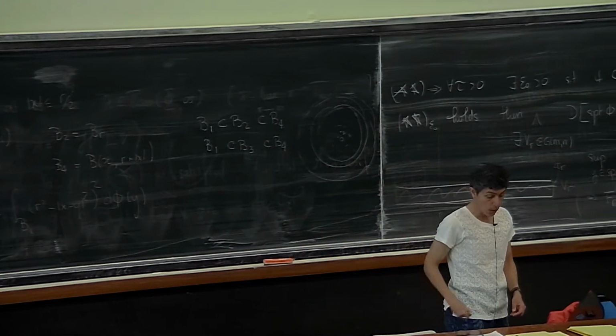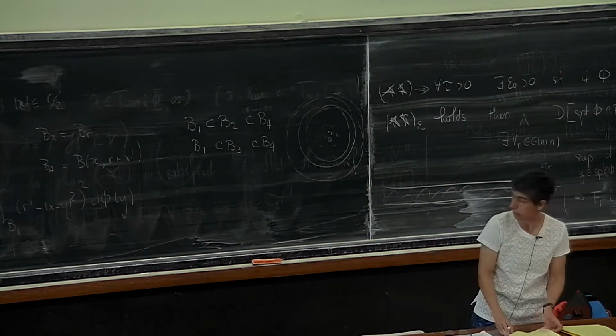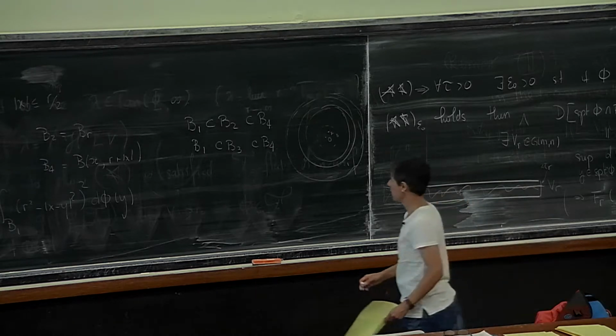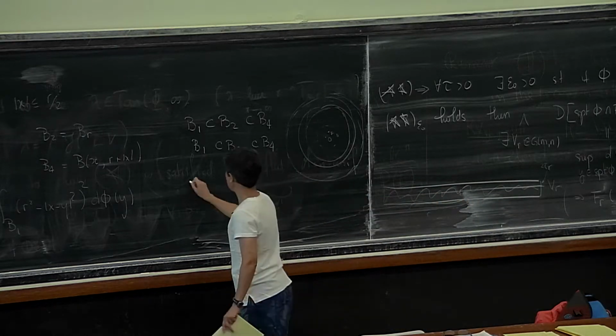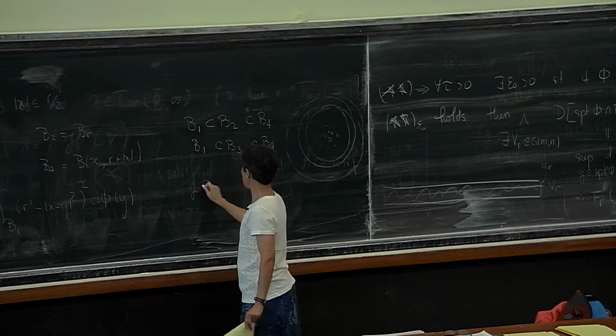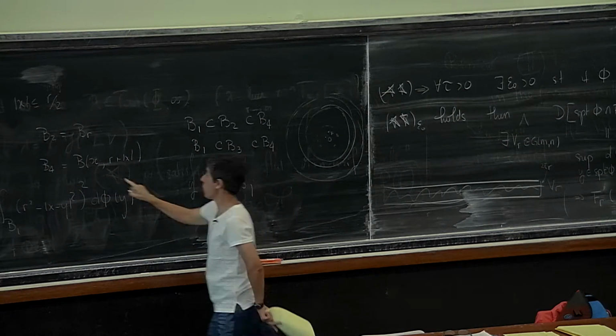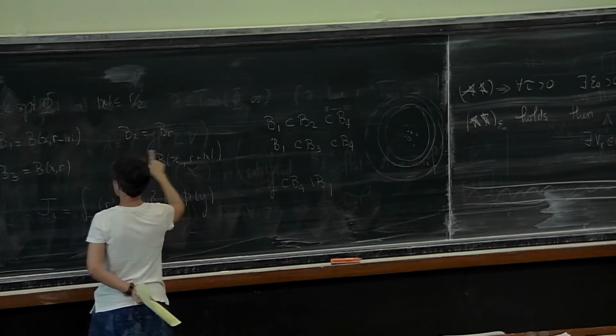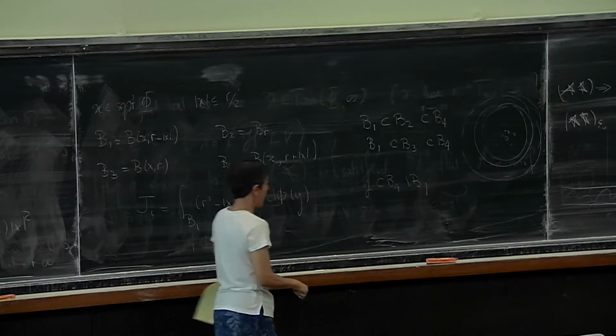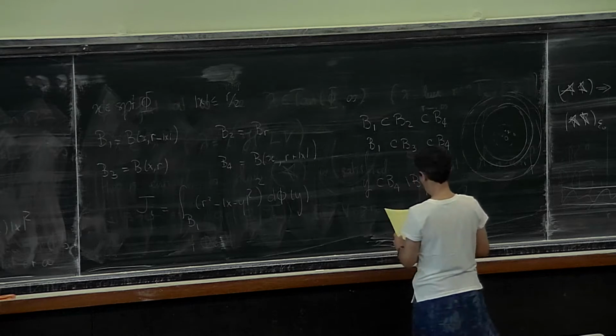So let's see what happens. Now I'm going to do a little bit of algebra. What happens if I take a point y that belongs to B4 minus B1? So B4 is centered x with radius r plus norm x, and B1 is centered x with radius r minus norm x. I need to understand the following number.